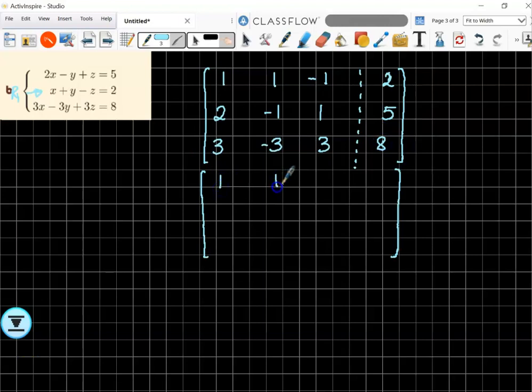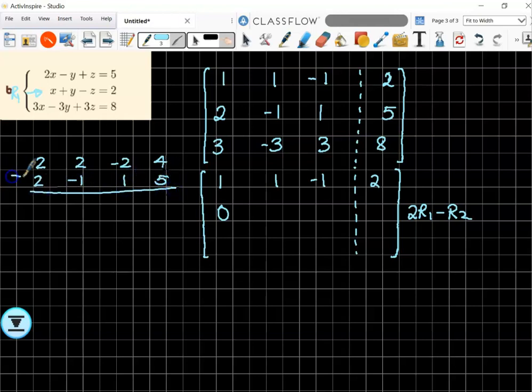Already popped. 1, 1, minus 1, 2. So how am I going to get a 0 here? 2 row 1, take row 2. So we're going to have 2, 2, minus 2, 4, 2, minus 1, 1, 5. 2 take 2 is 0. 2 take 1 is 1. Minus 2 take 1 is minus 3. 4 take 5 is minus 1. So if you think I'm going quick, we're just adding and subtracting numbers.